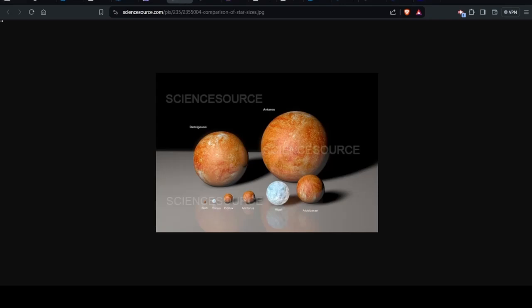And so on this picture that we're looking at on the screen here, it looks like they're kind of different spheres, almost like bowling balls. But Betelgeuse is one of the two larger ones on the left.